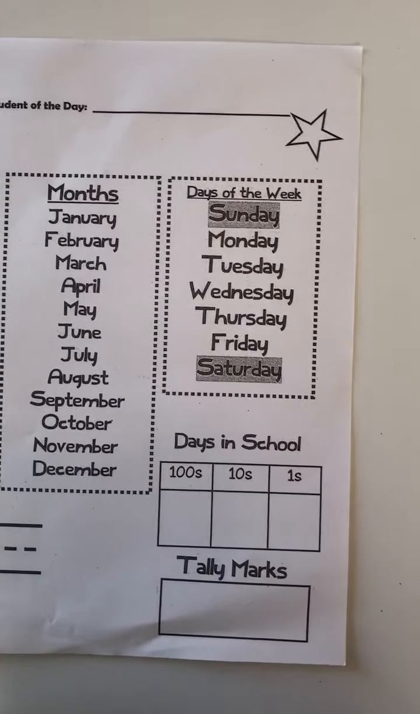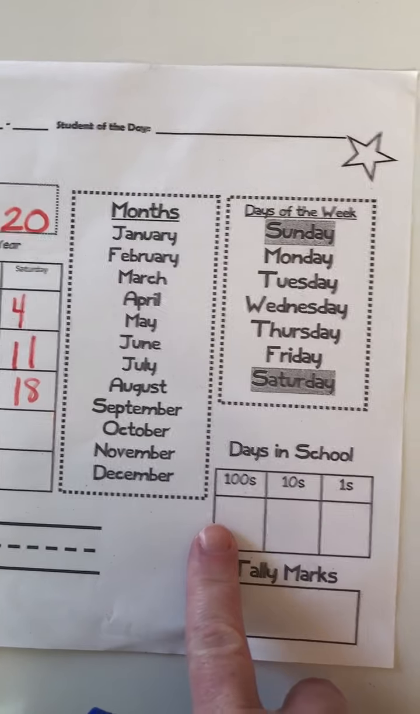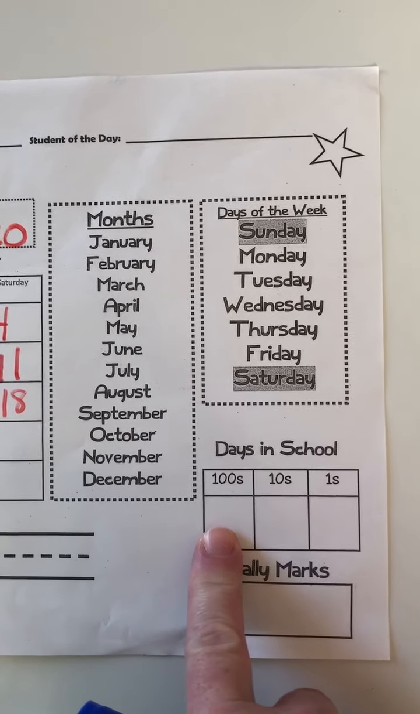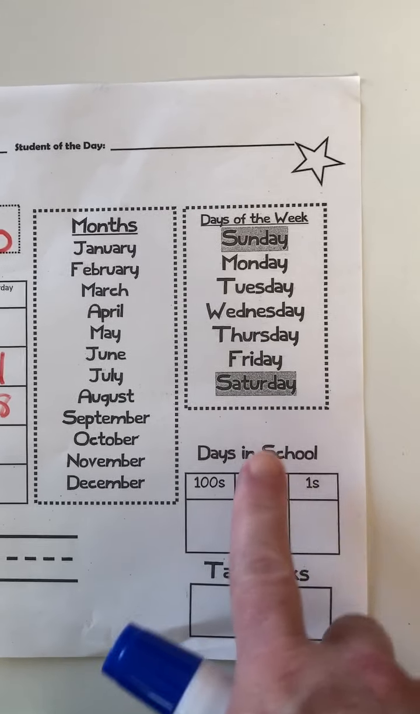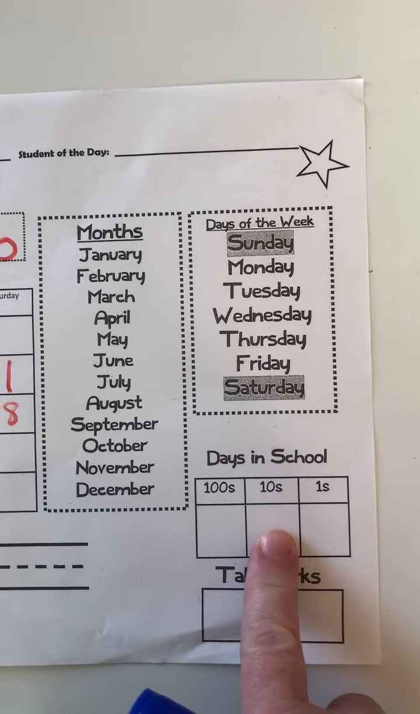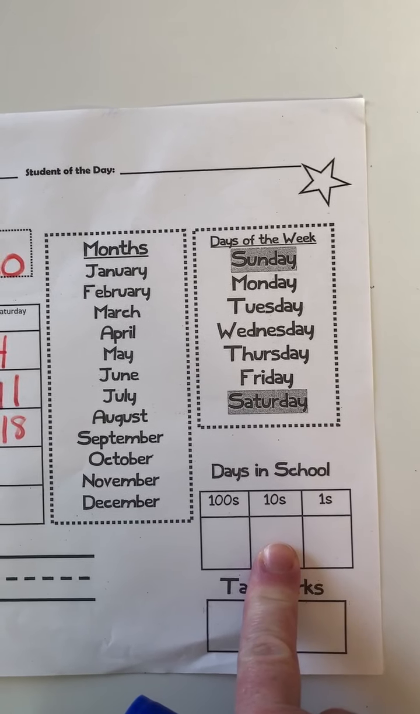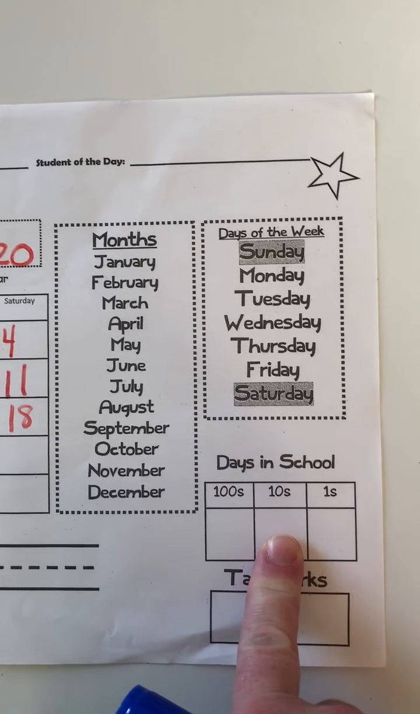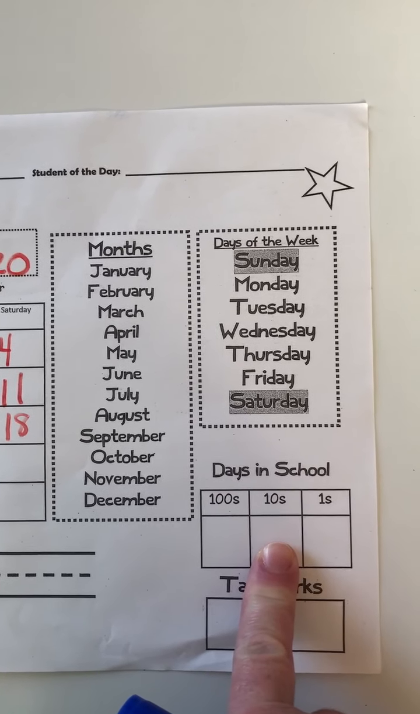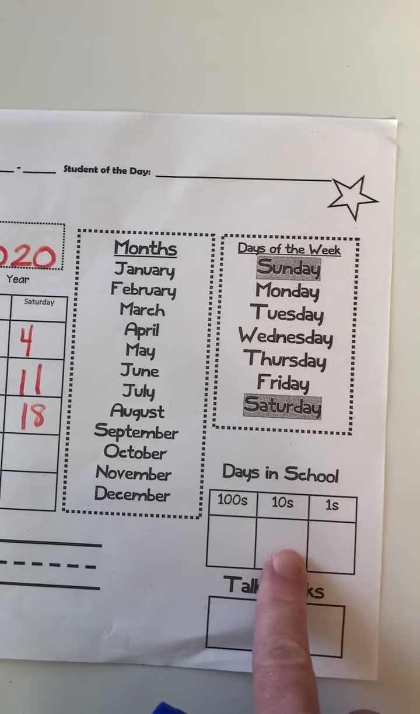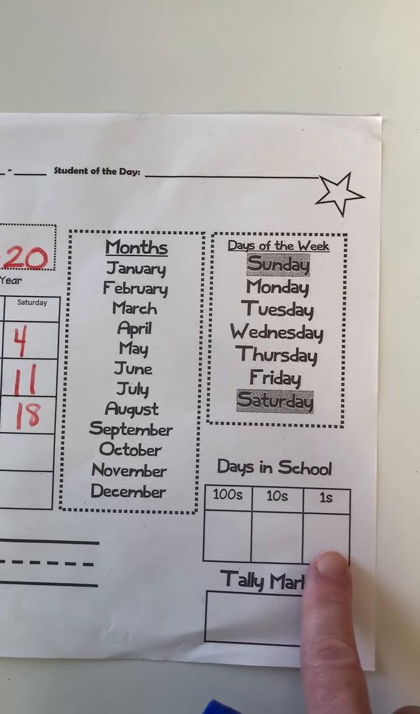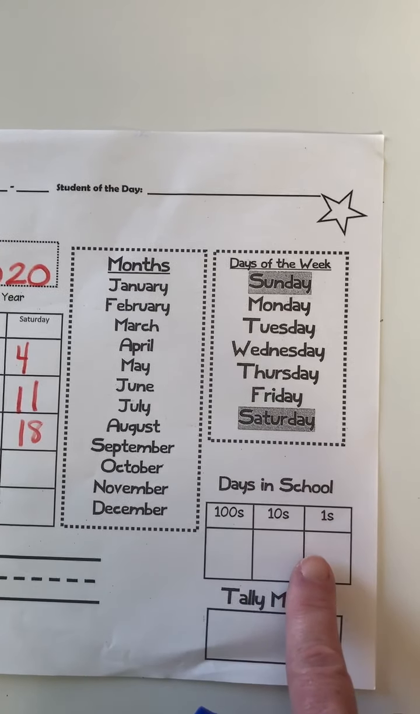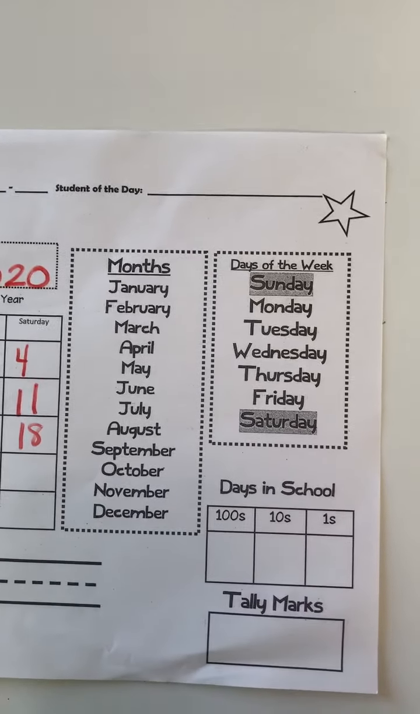If we have 150, how many hundreds do we have? 100. And if we just took all our ones and put them into the tens pocket, listen, 150. Okay, how many tens do we have? How many groups of 10? We would have 5. And then how many ones? 0. 1, 5, 0 is 150 days in school.